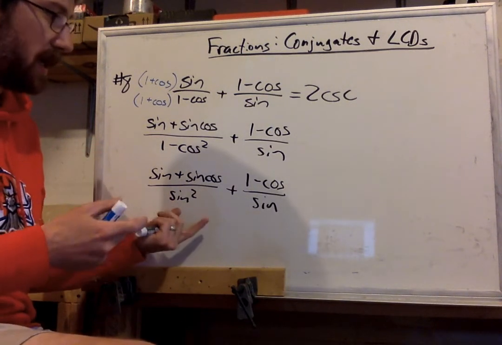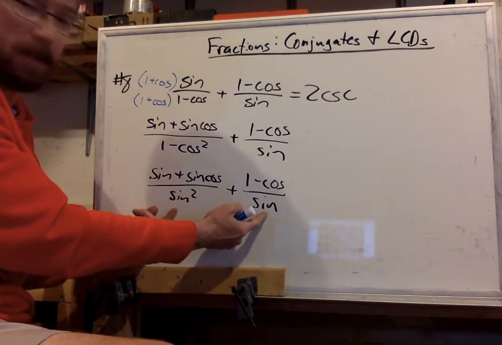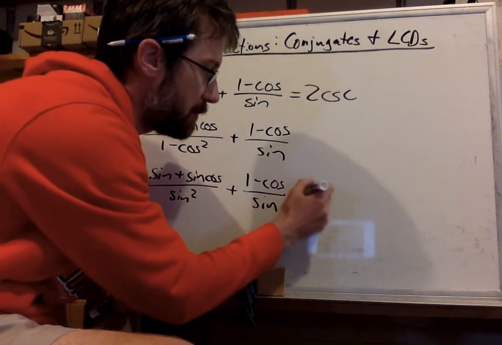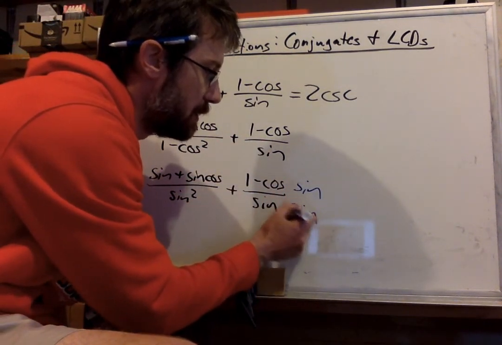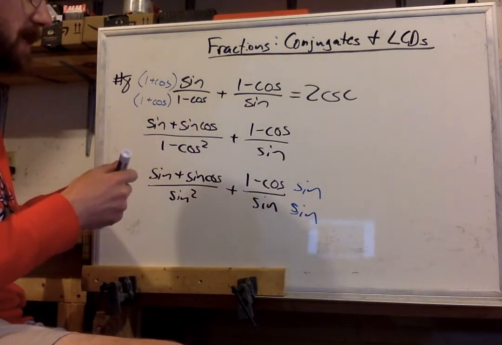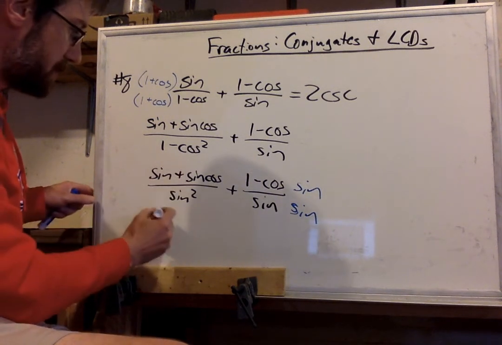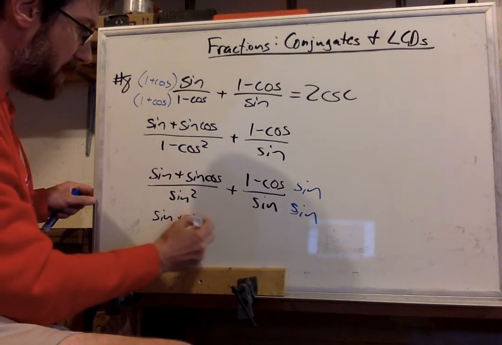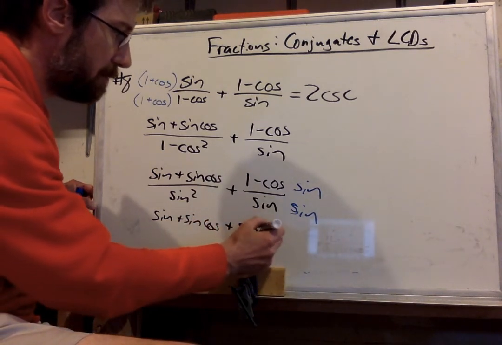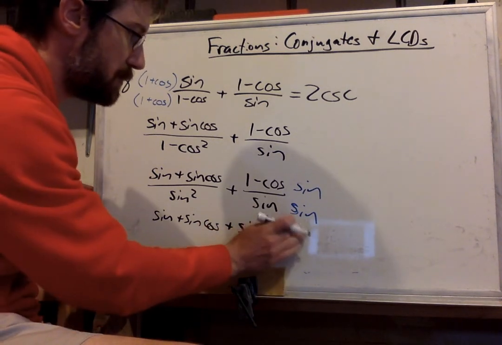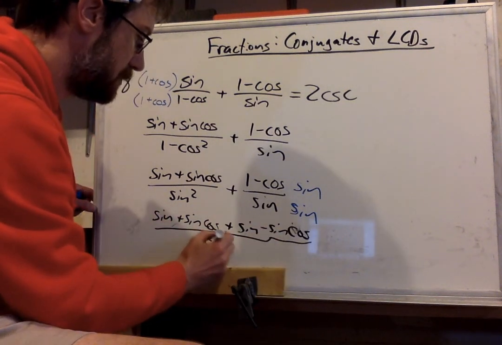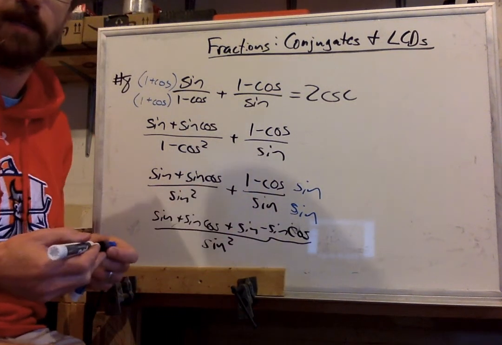What I would do is I could look and say, okay, this side is sine, this side is sine squared. To make a common denominator, I have to make this side sine squared, and I can do that by multiplying the top and bottom by sine. That's allowed because sine over sine is 1, so I'm not changing the value of this, I'm just changing how it looks. And now I'm going to have sine plus sine cosine plus sine minus sine cosine. Oops. And it's all going to be over sine squared. And then you can simplify it further from there.